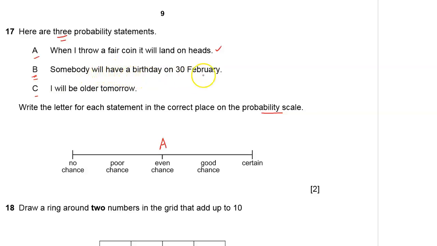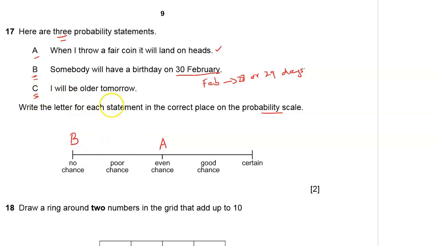Let's go to B. Somebody will have a birthday on 30th February. What is the probability of that happening? Of course, we know that February has only either 28 days or 29 days. It doesn't have 30 days. And therefore, the probability of somebody having a birthday on 30th February will be 0. Therefore, no chance for B.